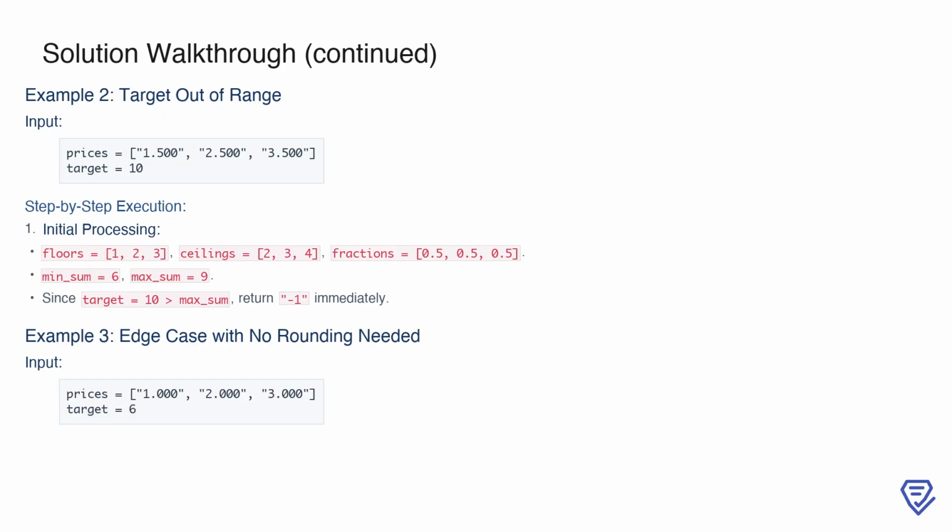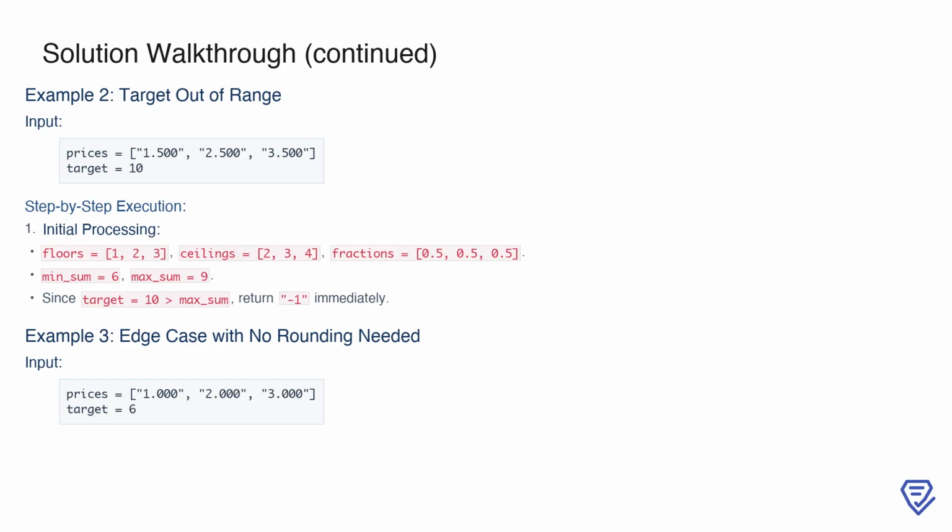Since the target value of 10 exceeds the maximum possible sum, it is impossible to achieve the target by rounding the prices. In such cases, we immediately return -1 to indicate that the target is out of range. Additionally, this demonstrates the importance of checking the target's feasibility early in the process to save computation time.